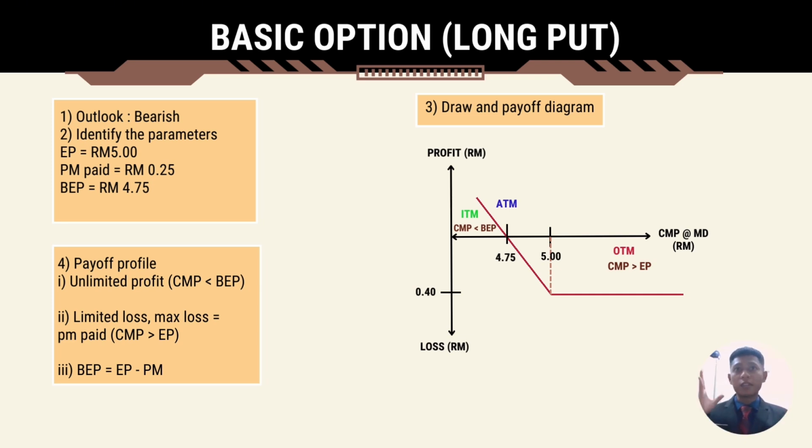This is the payoff diagram, and then we can conclude the payoff profile. The first thing we can see on the graph is unlimited profit when the CMP is less than BEP. We can also see limited loss, and the maximum loss is the premium paid when the CMP is more than EP. The third point is that the BEP is equal to EP minus the premium paid.